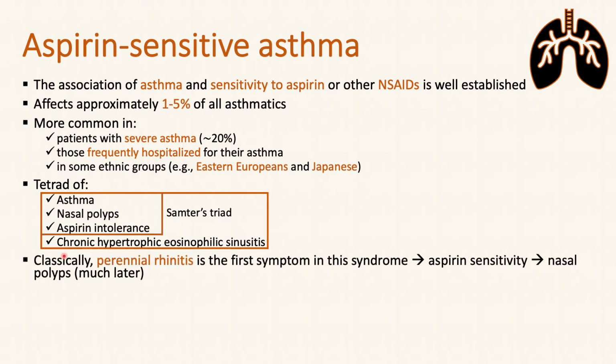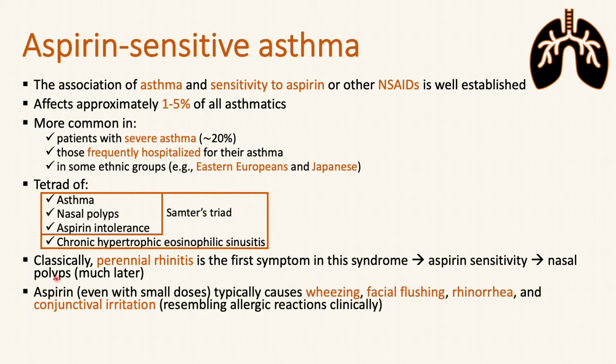Classically and typically, perennial rhinitis is the first symptom in this syndrome. And this is followed by aspirin sensitivity. And then later in the course of the disease, patients can develop nasal polyps. So it starts just like any perennial rhinitis at the beginning, before it's recognized. I mean, the nasal polyps are maybe the most characteristic, but they develop a little bit late.